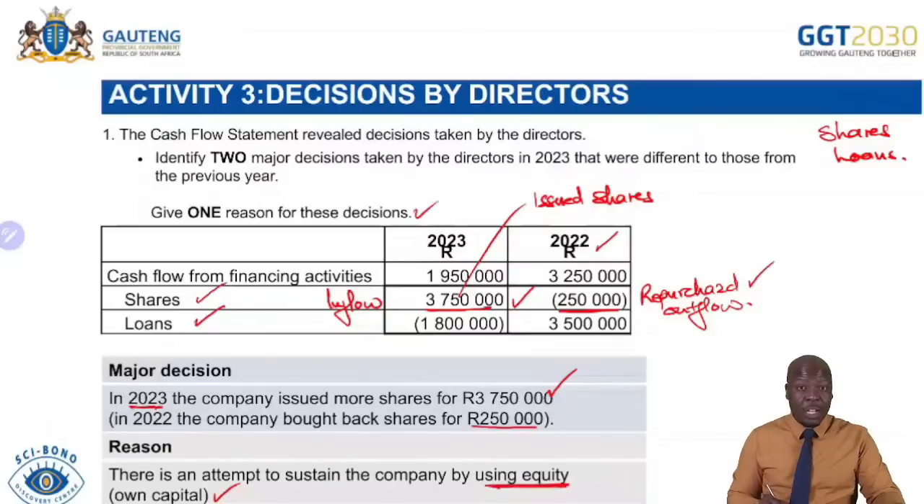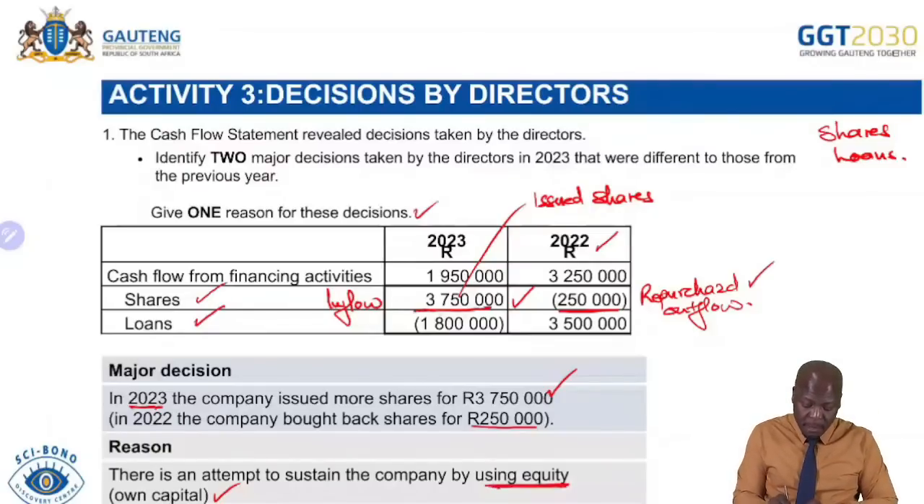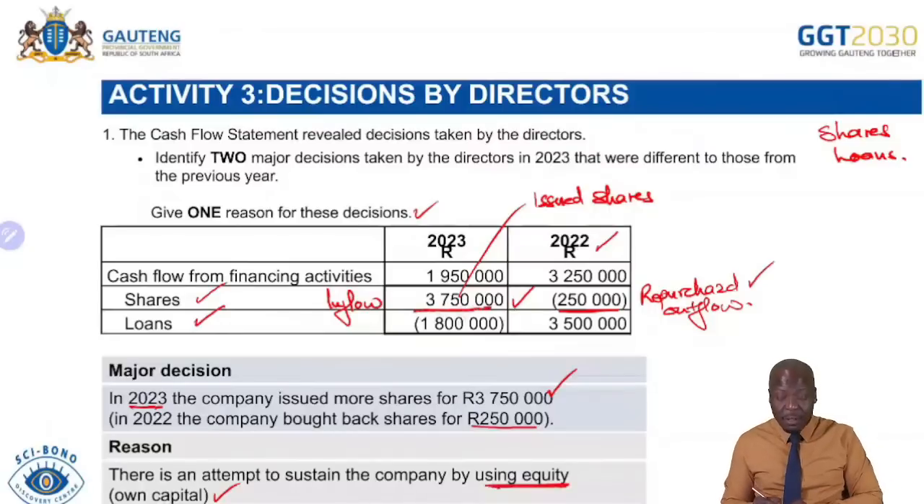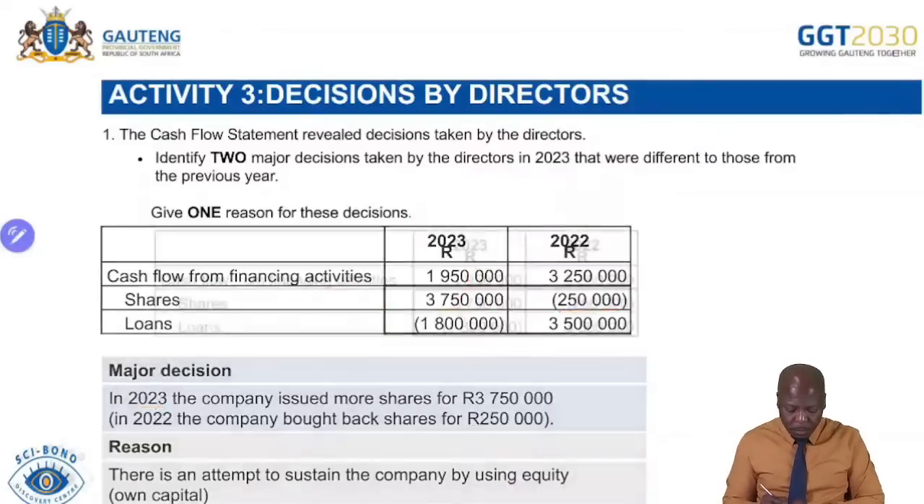But one major decision, we look at the size of the amount. Remember, here they've spent 3,750,000. That was one major decision. Let's go and look at the next one.